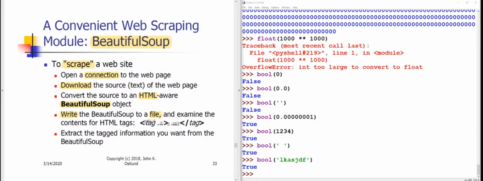Once we've identified the tags for the various parts of the data that we care about, we can use Beautiful Soup to conveniently extract the information that we want.